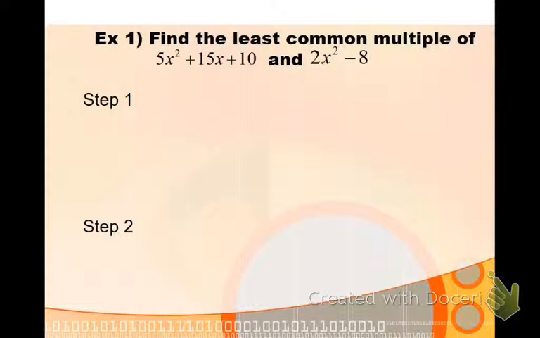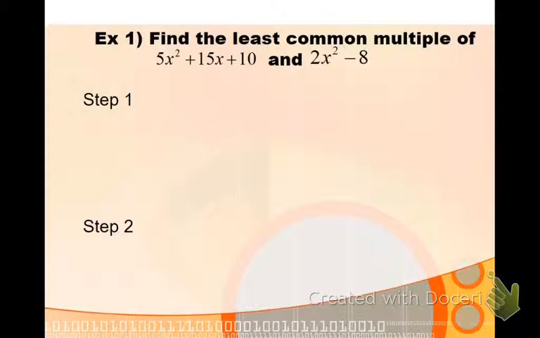Step 1 is to factor these expressions. So we're finding the least common multiple of 5x squared plus 15x plus 10 and of 2x squared minus 8. Give you a moment to write that down. And then we start factoring. So let's start with this first expression.